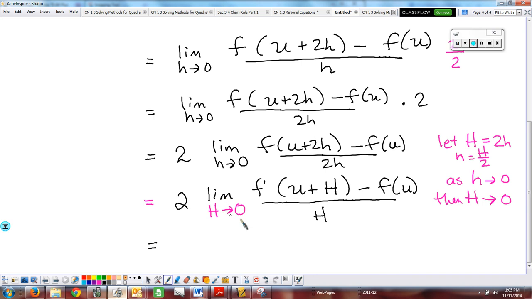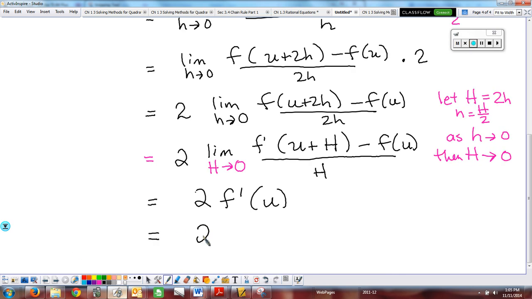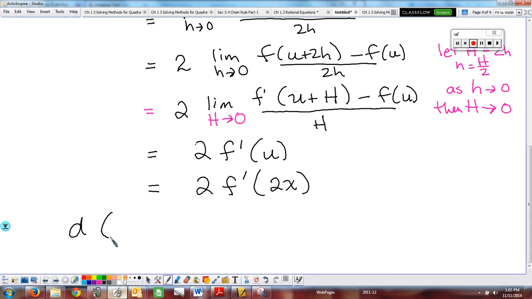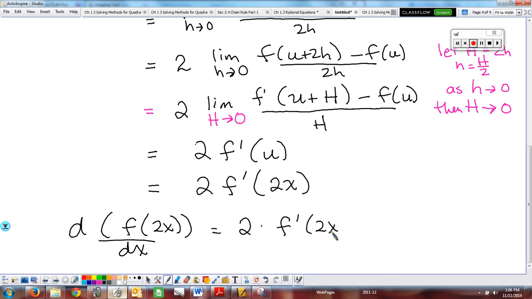And what you notice then is this is nothing more than the derivative. This is f prime of u times 2. And then because we transformed and we put ourselves into the u, we want to go back to our original variable. That's really 2 times f prime of g, or sorry, in this case, my inside function was 2x. So what we have shown with this limit definition is that the derivative of f of 2x with respect to x ends up being 2 times f prime of 2x.